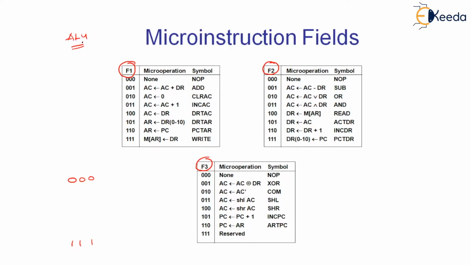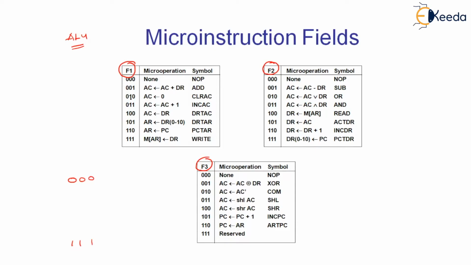Once again, let us have a look at this table. This table corresponds to the F1 field. In the F1 field, if we have 000, that means no micro operation is performed. If you have 001, then an addition operation is performed in the ALU between the accumulator and the data register. You know that every time an operation has to be performed, it should always be between the accumulator and the data register. So the data register and accumulator contents will get added and transferred to the accumulator.